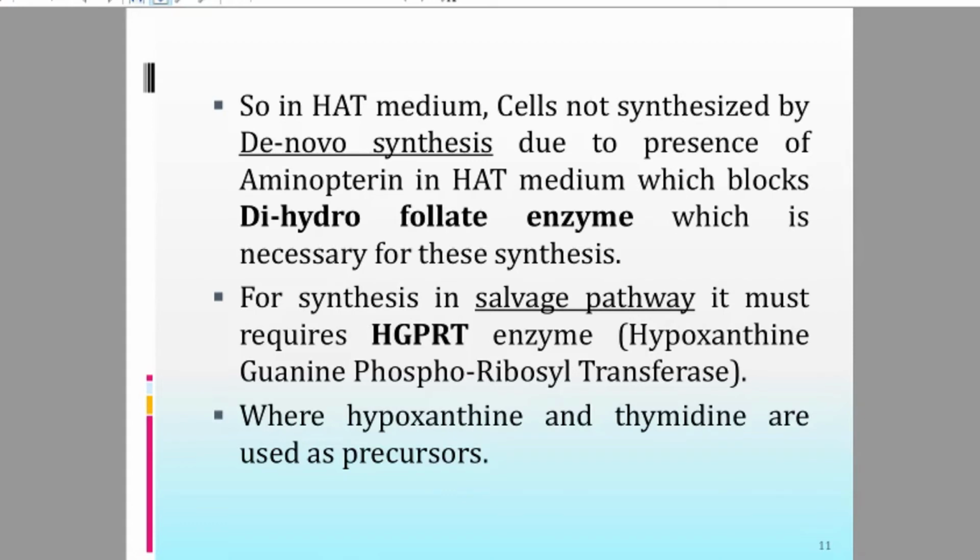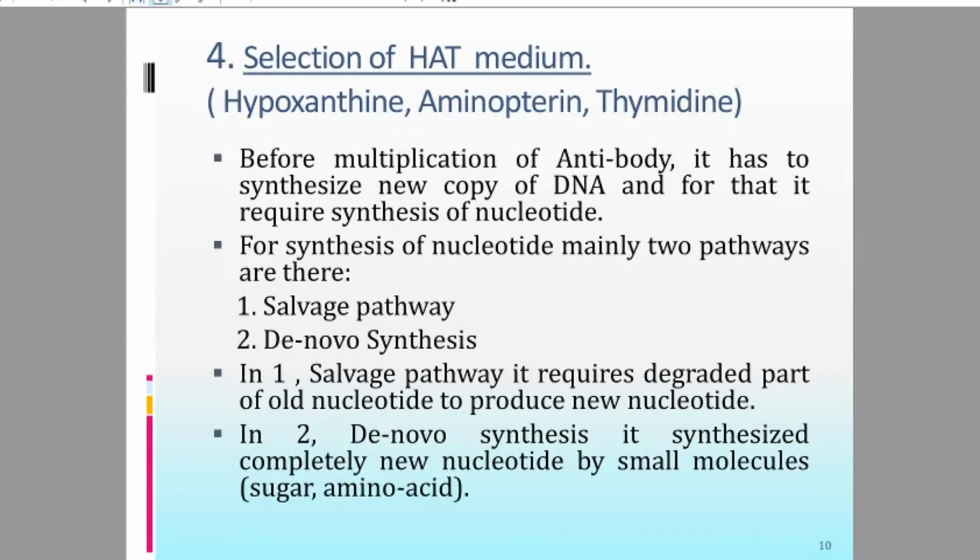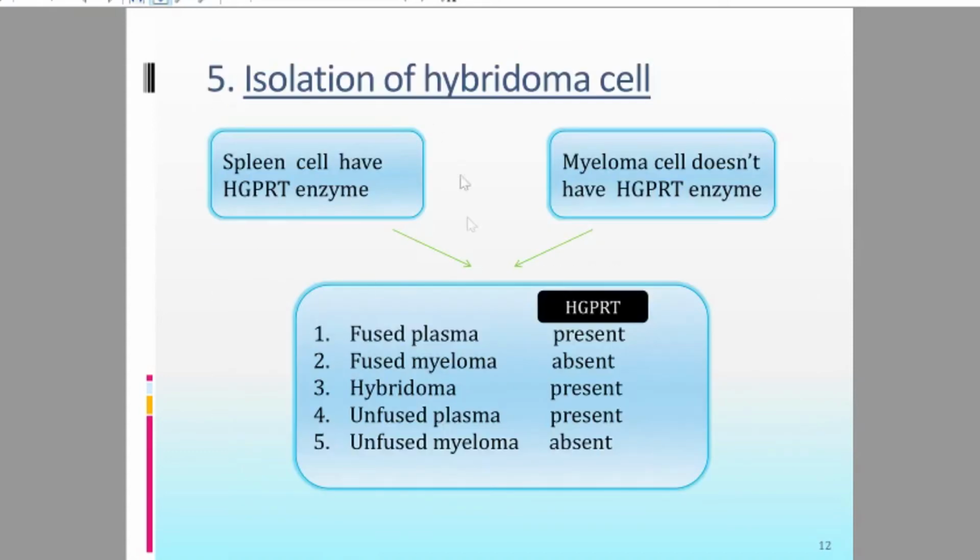So de novo synthesis does not take place in the HAT media, and the salvage pathway can take place. However, the myeloma cells that we used do not have HGPRTase. Now, in the isolation step, we should note that the only cells that have HGPRTase are the fused B cells, the hybridoma cells, and the unfused regular B cells that might be present.